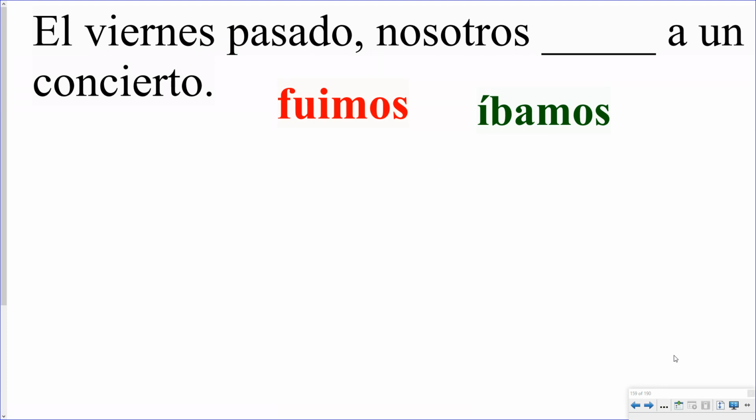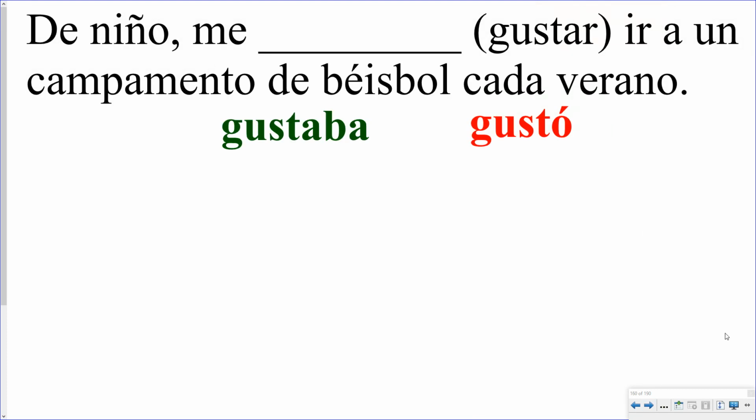El viernes pasado, nosotros a un concierto. Last Friday, we went to a concert. Well, it says last Friday, so I'm not giving background information, and it's not a repetitive habitual action. It's a one-time event. I went to a concert last Friday. That one's going to be fuimos, the preterite.